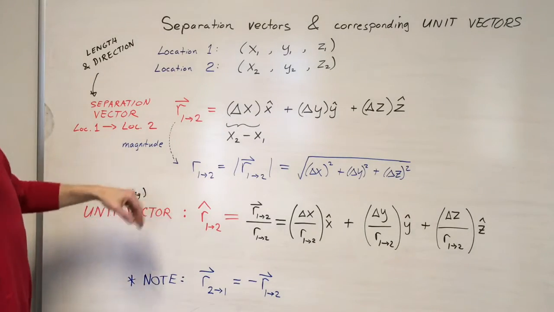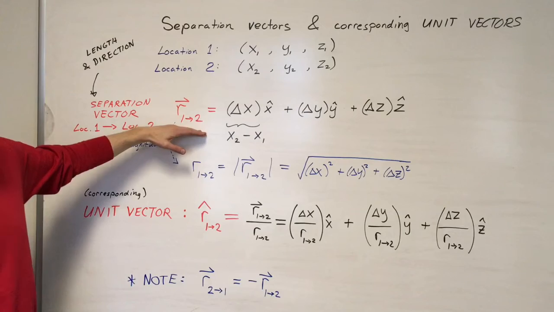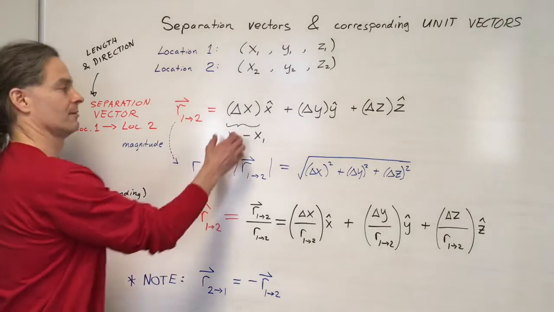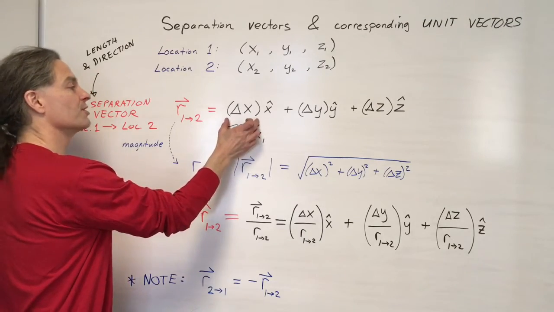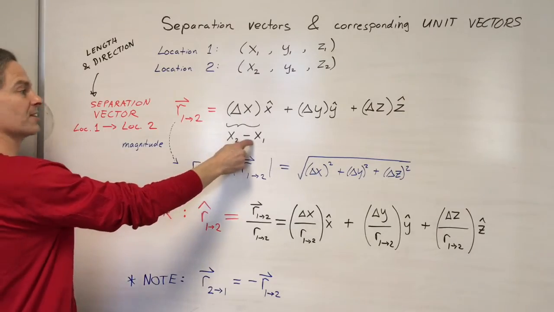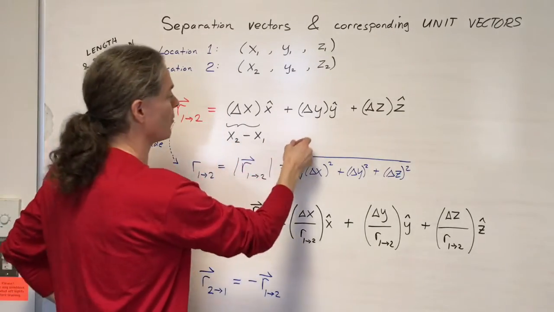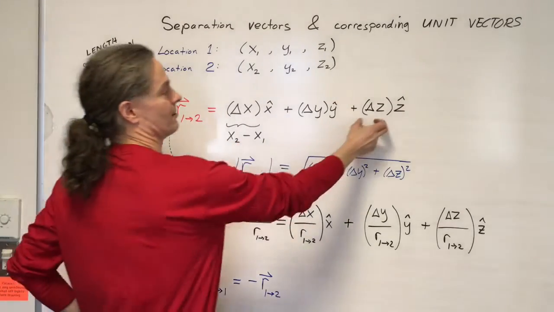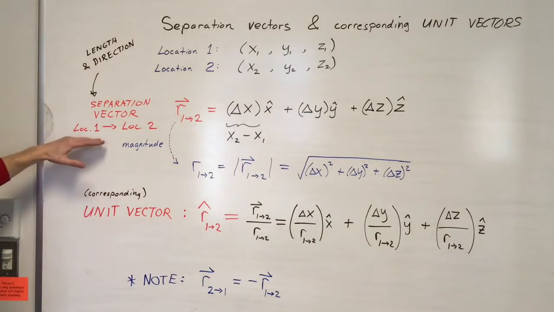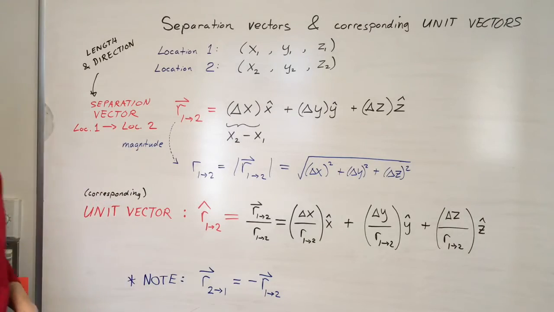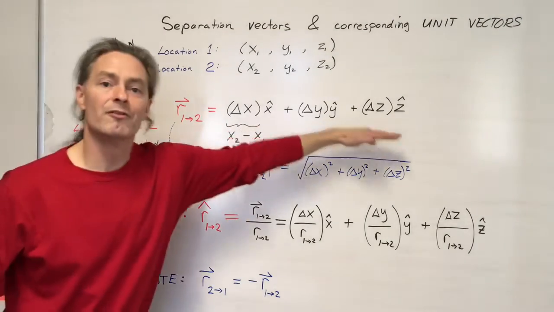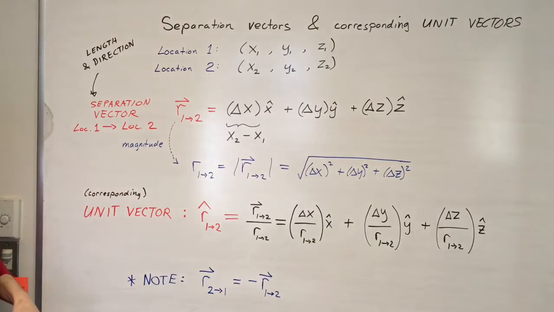All right, so the separation vector from location 1 to location 2 will have components that are equal to the differences in the coordinates. So delta x will be x2 minus x1, delta y would be y2 minus y1, delta z would be z2 minus z1, if we're talking about the separation vector from location 1 to location 2. Basically this is our three-dimensional vector representation of that separation vector.